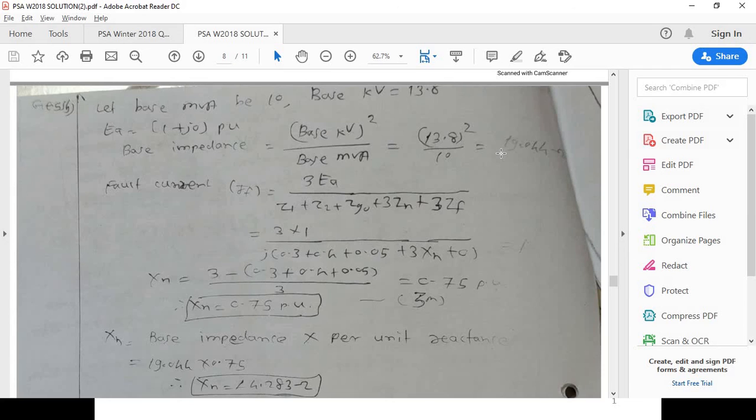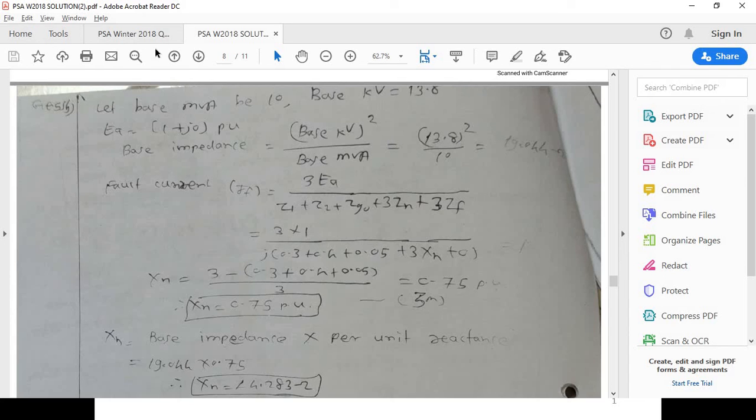Now we have to calculate the fault current. What is the fault current formula? If you have the idea about positive, negative and zero sequence reactance and fault impedance, IF is equal to 3EA, where EA is nothing but armature EMF, upon Z1 plus Z2 plus Z0 plus 3Zn plus 3Zf, where Z1, Z2 and Z0 are the positive, negative and zero sequence impedance. Zn is the impedance of the neutral, and Zf is the impedance up to the fault point.